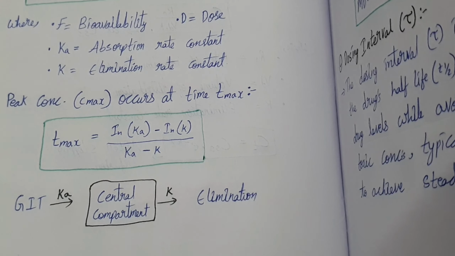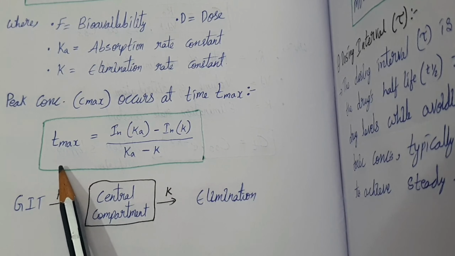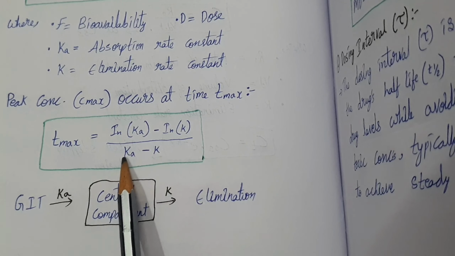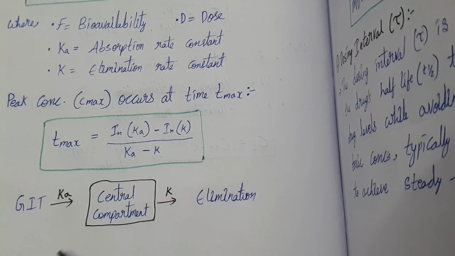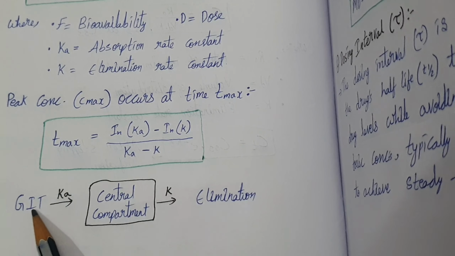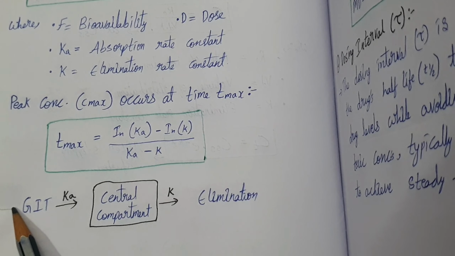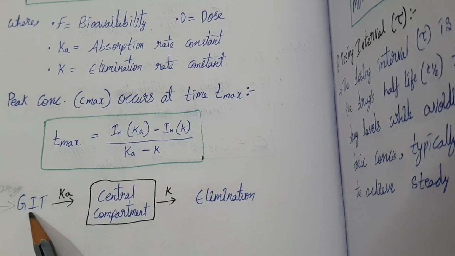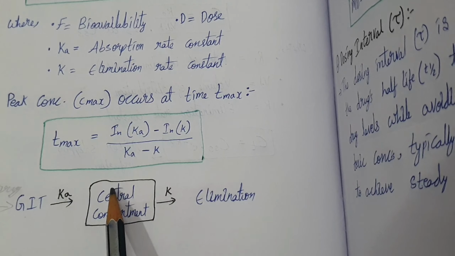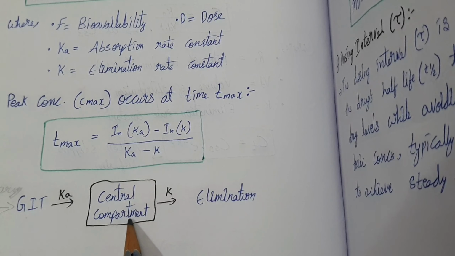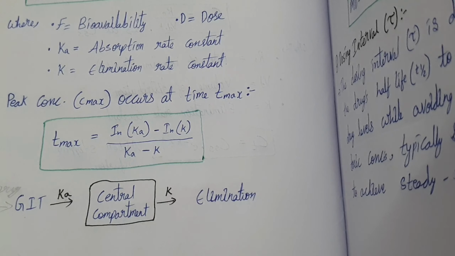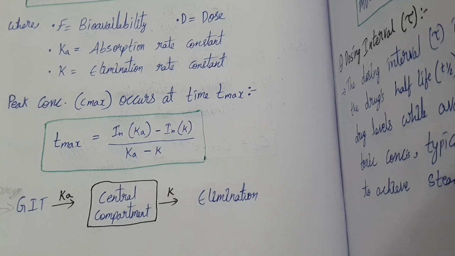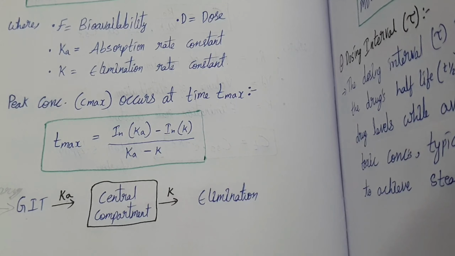Now the peak concentration occurs at time Tmax. So Tmax will be natural log of Ka minus natural log of K, whole divided by Ka minus K. This is the diagrammatic representation of oral administration. So we are administering the drug, then the drug goes into the GI tract and absorption takes place. Then it reaches the central compartment. Then elimination takes place. Now this Tmax tells when the drug reaches maximum plasma levels in the body.